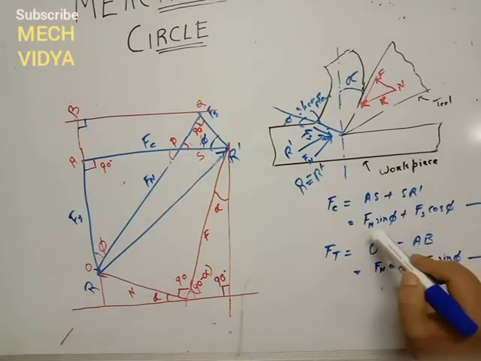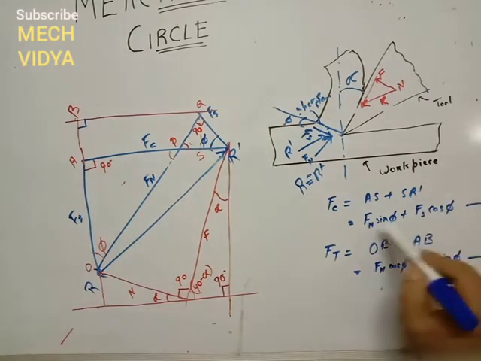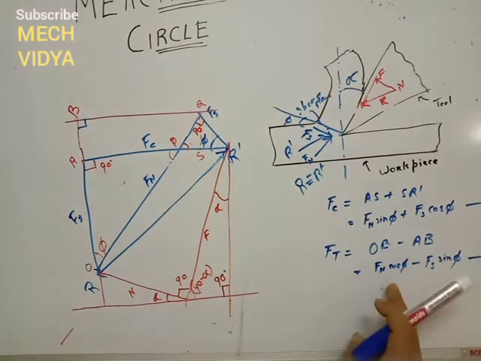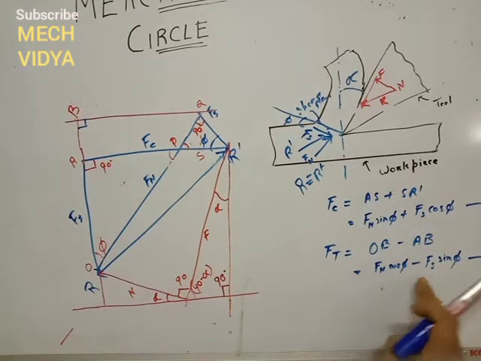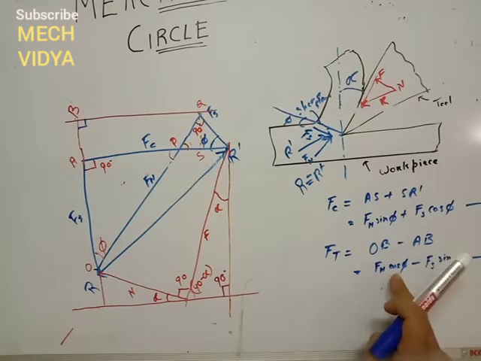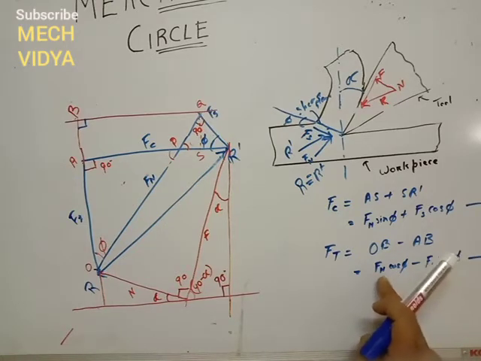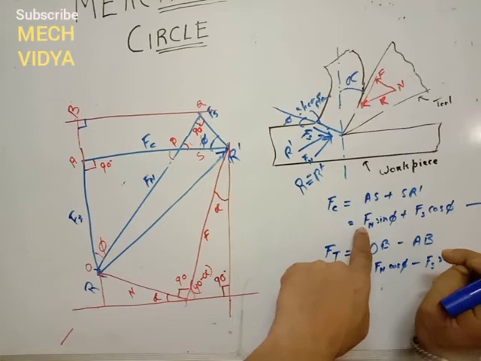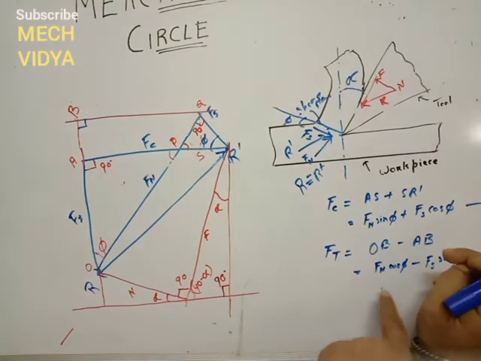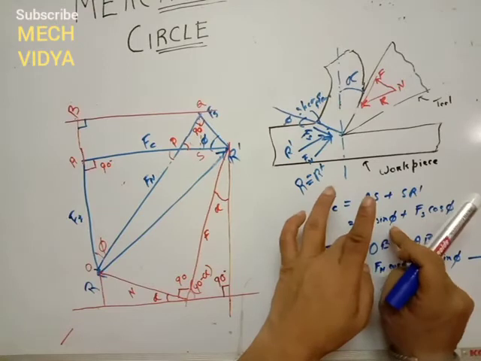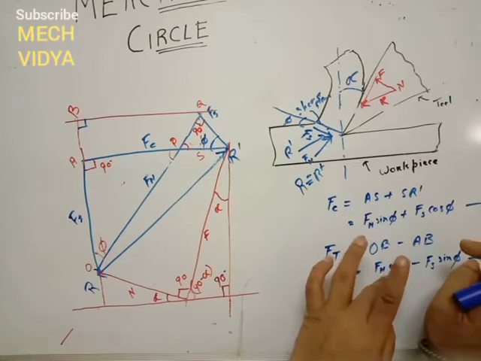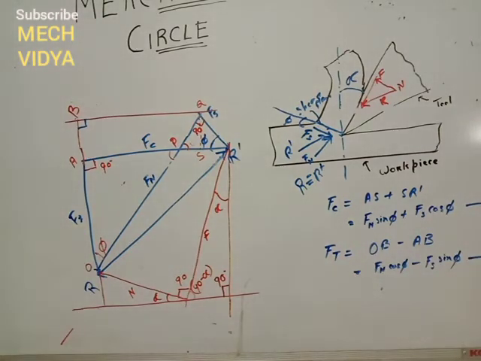When we want to find out Fn, we can multiply equation 1 with sine phi, and then this other equation we will multiply with cos phi. Why? Because in the first equation sine phi is present with Fn, and in the second equation cos phi is present with Fn. So let us see what happens.